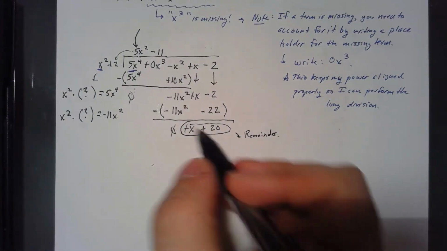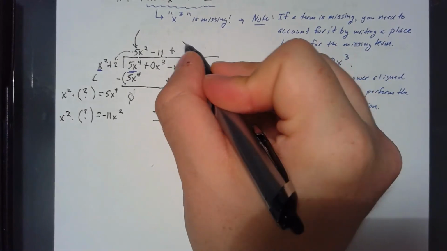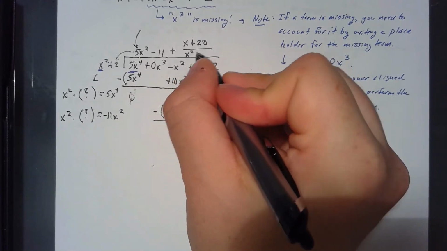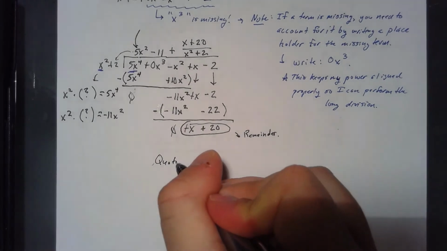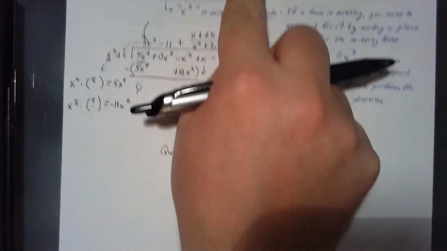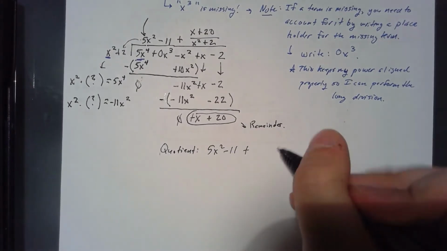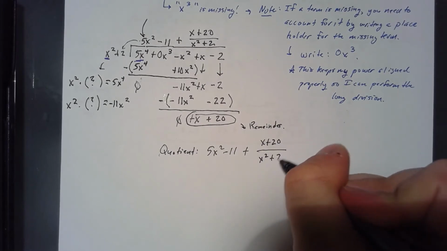So my remainder is written over my divisor. So I have plus x plus 20 over x squared plus 2. That's my remainder of the division. So in other words, when you divide this polynomial by x squared plus 2, you're going to get the following: 5x squared minus 11 plus x plus 20 over x squared plus 2.